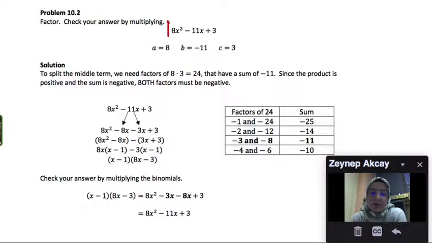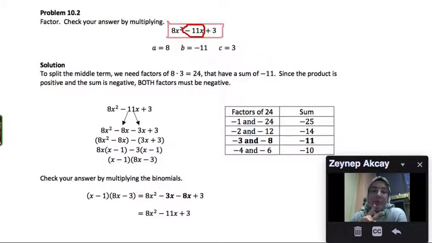So this is the first example. Here we have a trinomial, a polynomial with 3 terms. To be able to factor this, we will split the middle term into 2 terms. And we need 2 numbers for this.